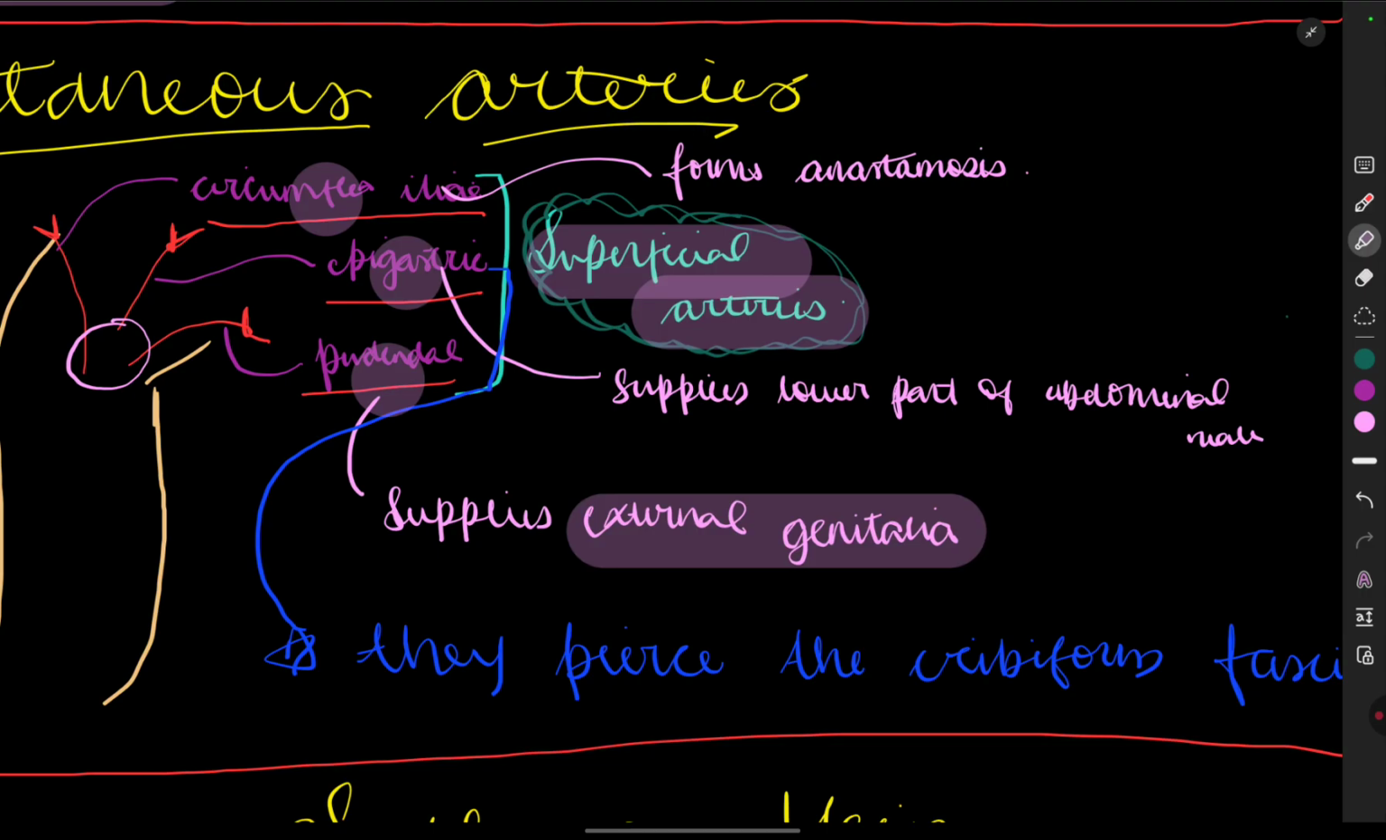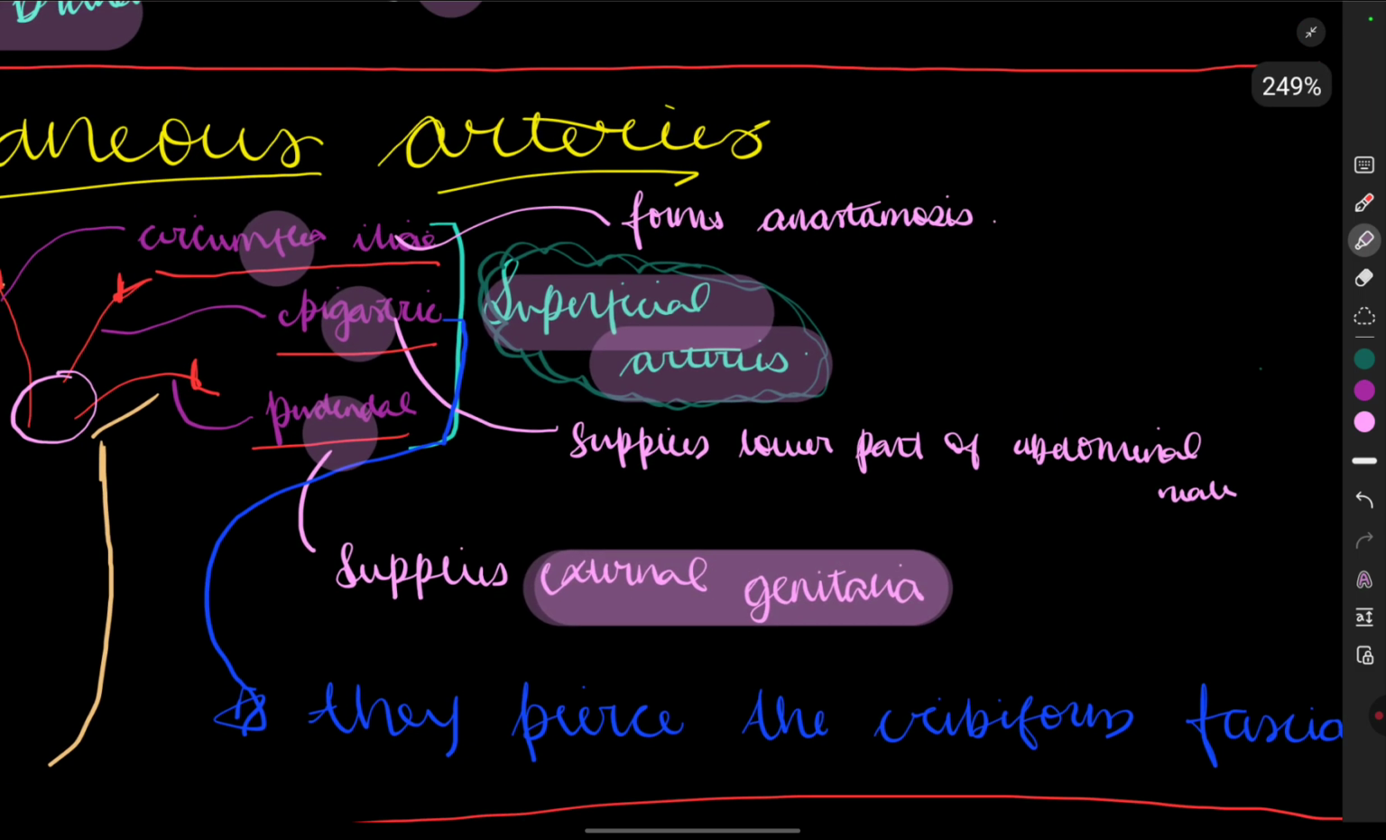Just remember, pudendal is a word in another language that my teacher has told me, but I don't remember which language it was. Yeah, so it is pudendal, which means shame. So just remember that it supplies the external genitalia, and it also supplies the spermatic cord and the scrotum in the males, and in the females it supplies the external genitalia.